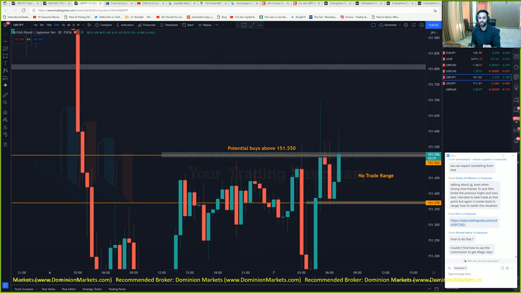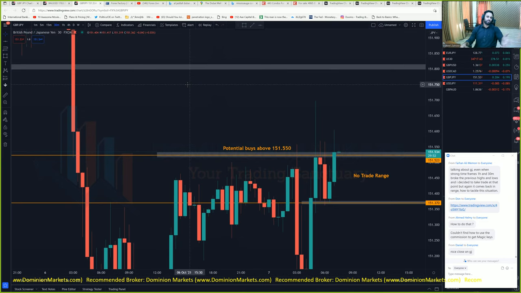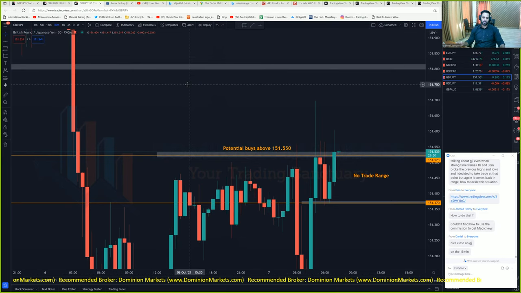You can use commissions and put them towards education. You can put them towards magic keys and help yourself in trading. Other than that, all brokers were just the same. And then there was a stall of MetaTrader 5 there too. MetaTrader 5 basically said, oh yeah, all these brokers, they have our platform. We're just here because they have our platform. Like, oh, nice. Cool. We have your platform too.